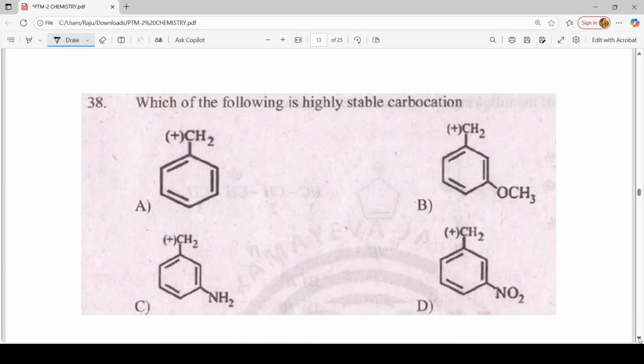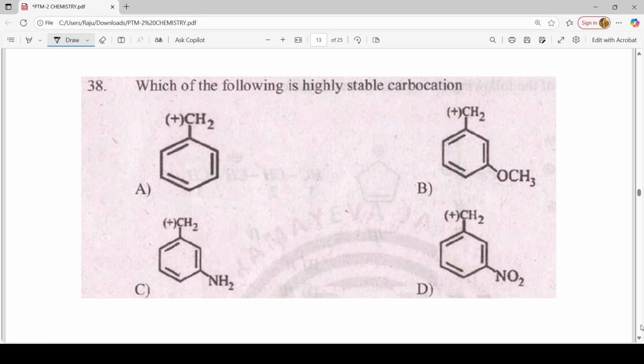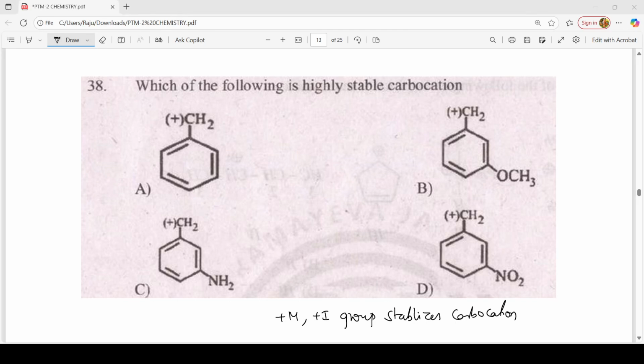Next question, students, 38th question. Which of the following is a highly stable carbocation? Students, just now we discussed plus M and plus I groups. Plus M and plus I groups stabilize the carbocation. Minus M and minus I groups stabilize the carbanion.